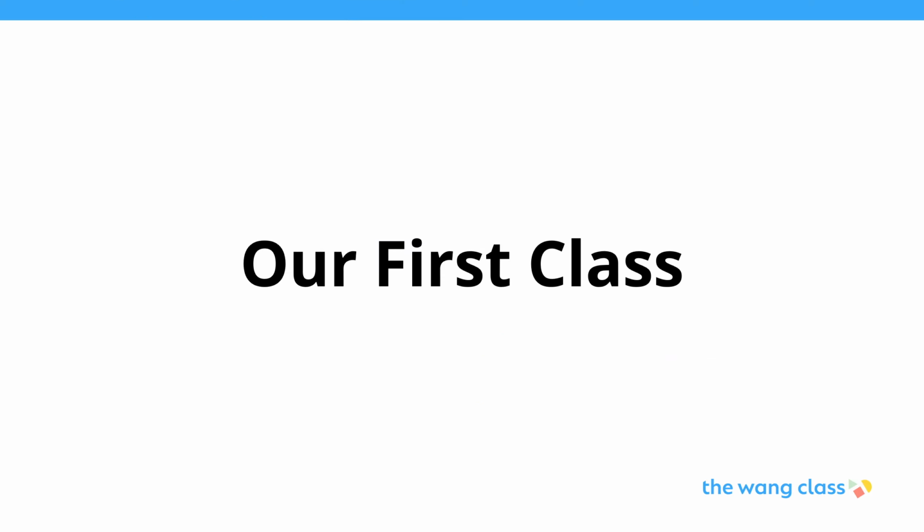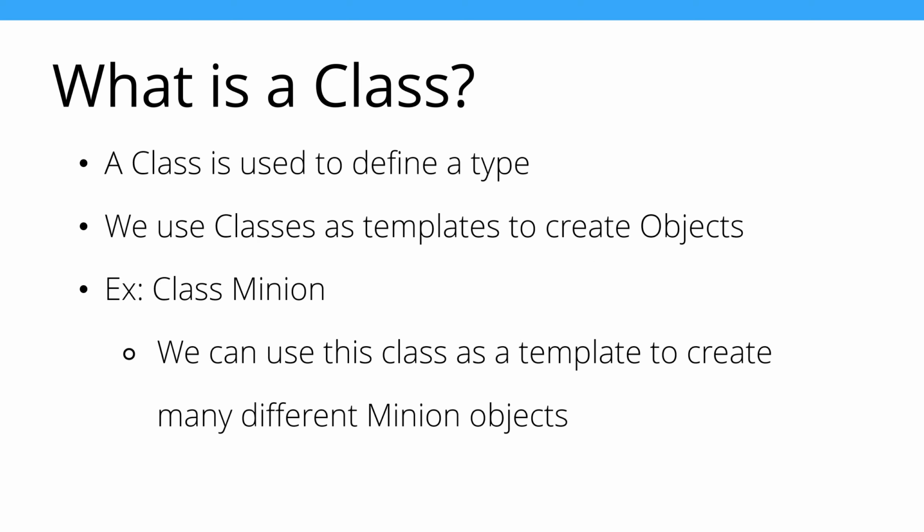So, our first class. Well, what is a class? In Java, a class is used to define a type. It's okay if you don't know exactly what a type is right now. As we program, as we start getting into it, and as we see some code, you'll get a better understanding of it. Now, we use these classes as templates to create an object.